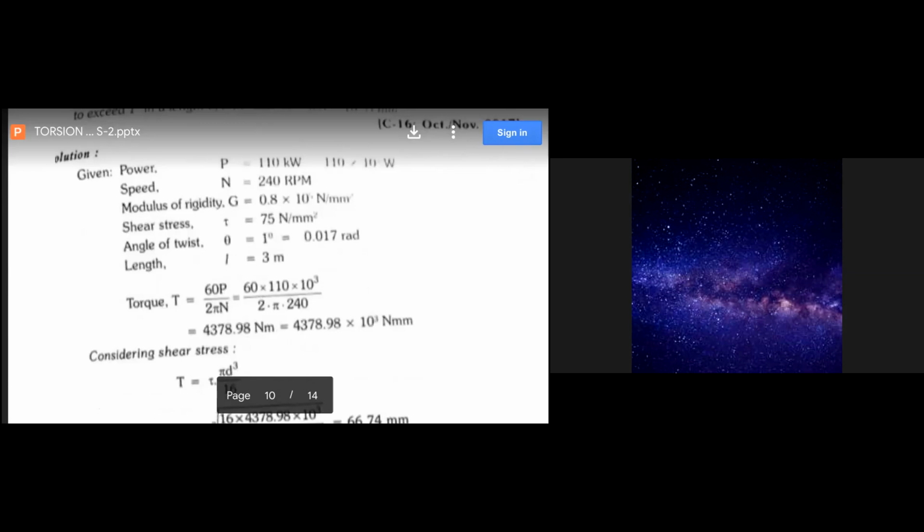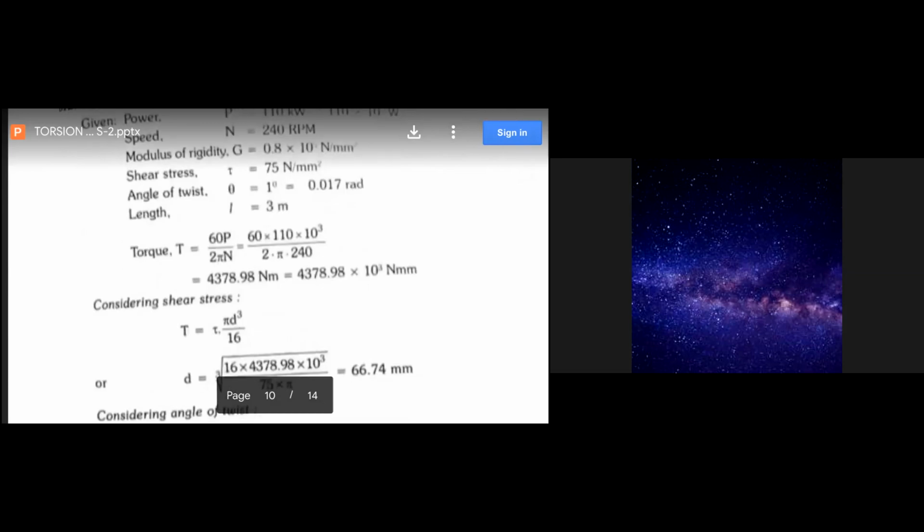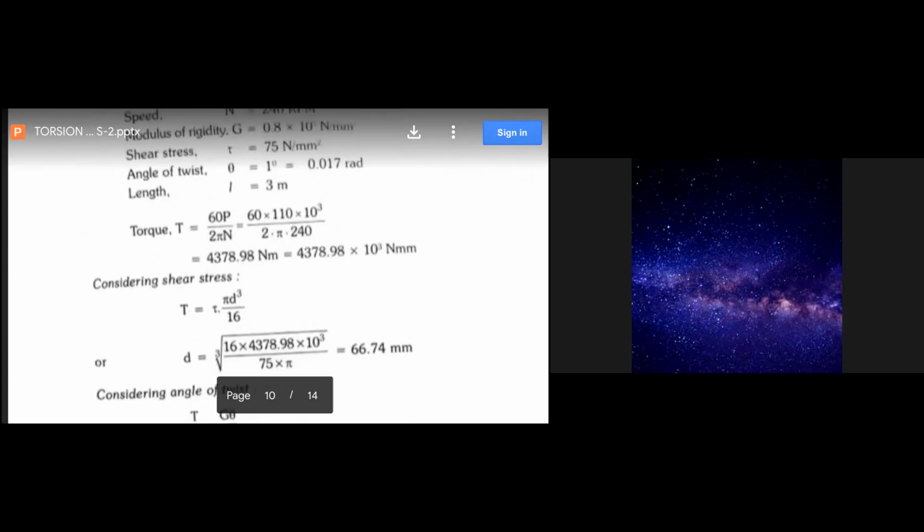So first find the torque. T is equal to 60 P by 2 pi n. That is 60 into P, 110 into 10 cube by 2 pi n. So we'll get T value in terms of Newton meter. So convert that into Newton mm by multiplying by 1000. So we'll get 4378.98 into 10 cube Newton mm.